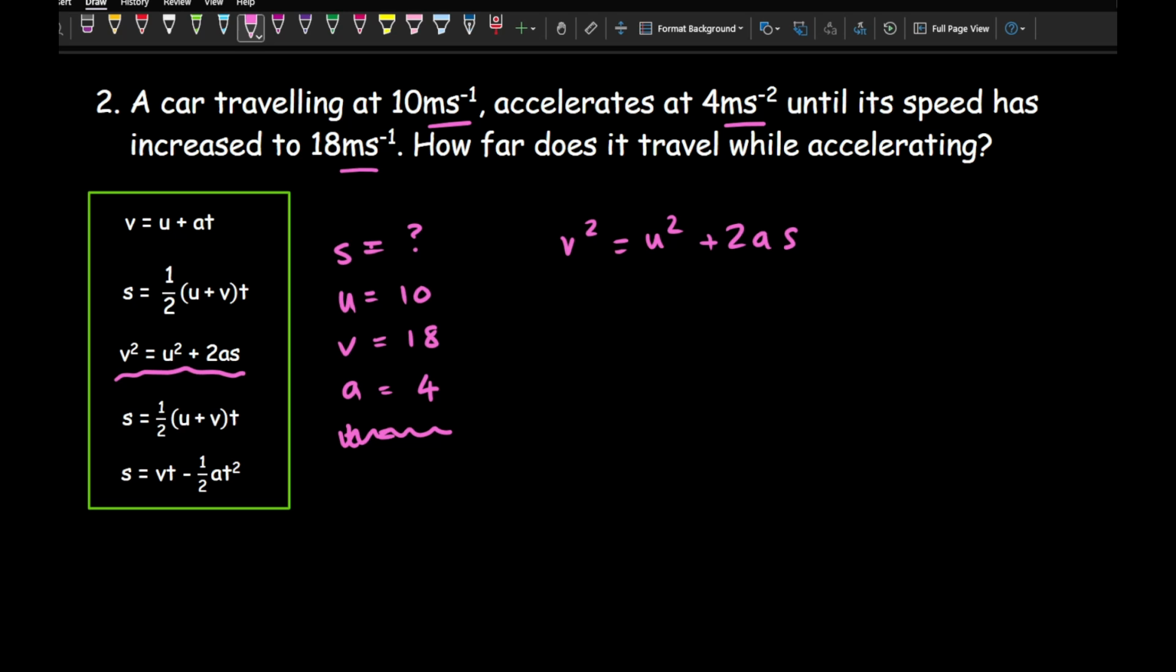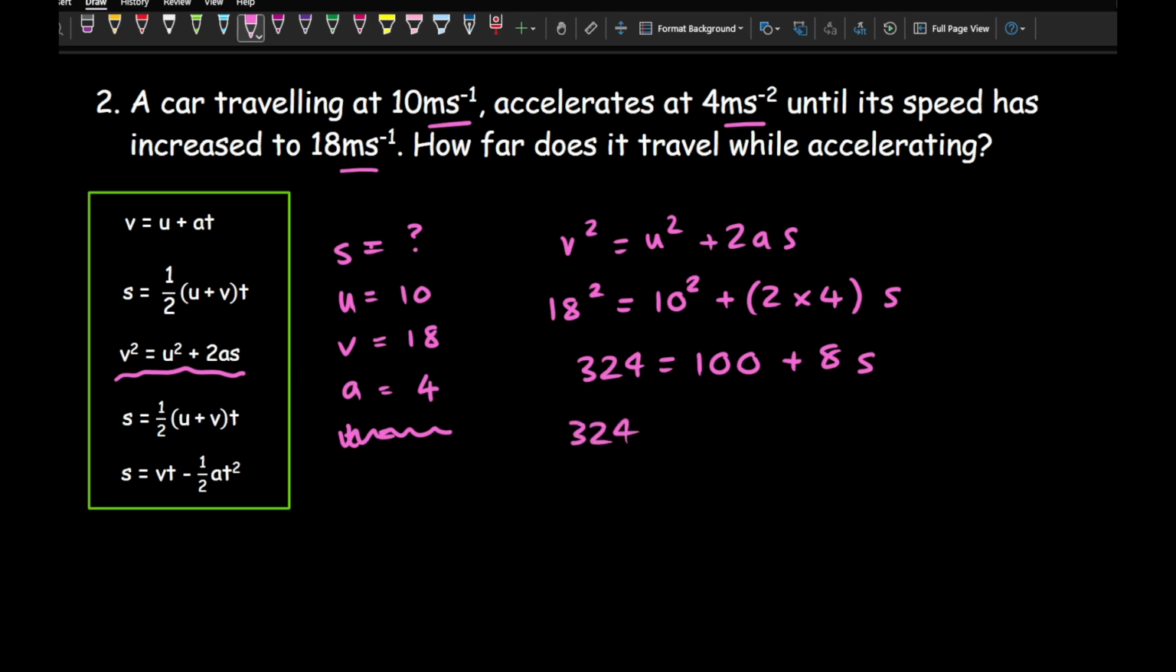So here, if I substitute the numbers in, I've got 18 squared equals 10 squared plus 2 times 4S. And remember, make sure that you're not getting confused with S and 5s. So typing this all into my calculator, what am I going to get? Well, I'm going to get 324 equals 100 plus 8S. And then rearranging this, I've got 324 minus 100, all divided by 8, equals S. And it gives me a displacement value of 28. And that's going to be in meters. So here the distance travelled during the acceleration is going to be 28 meters.